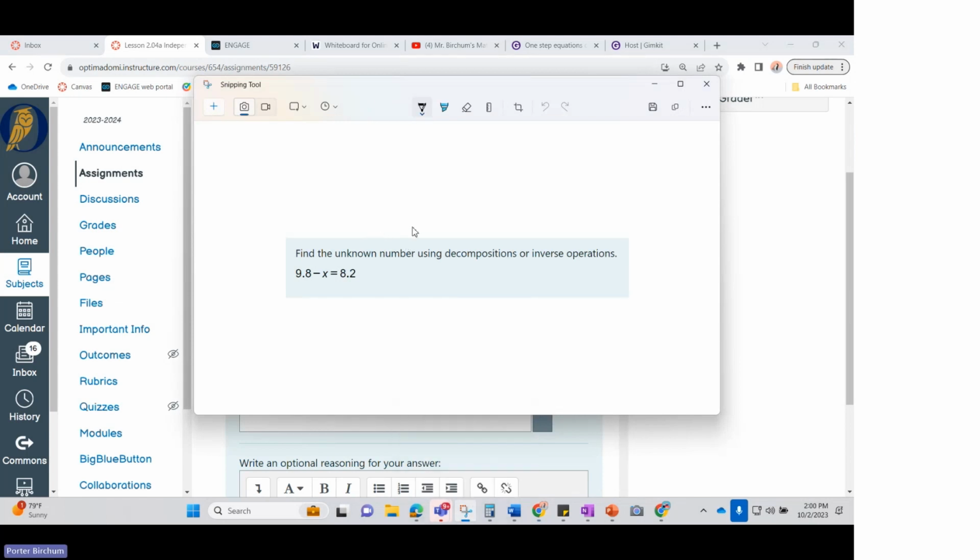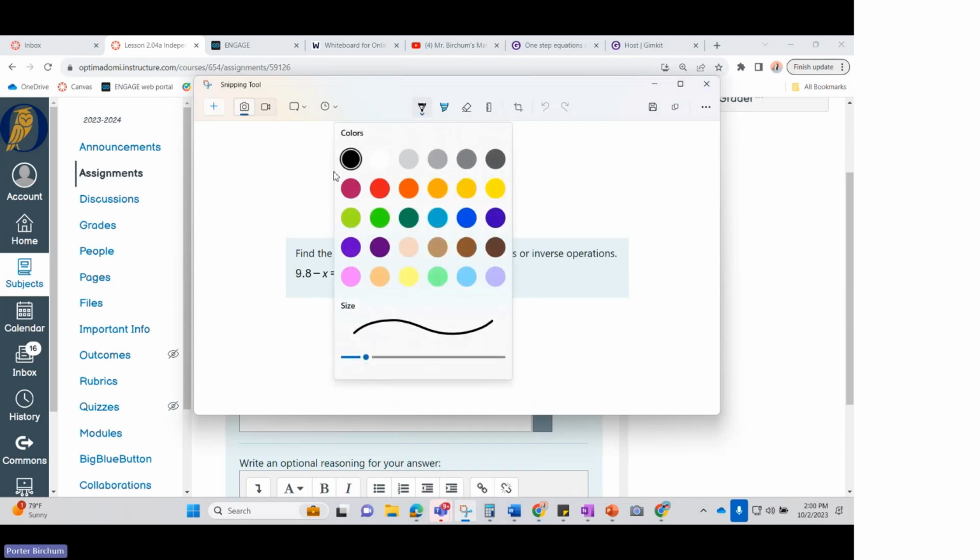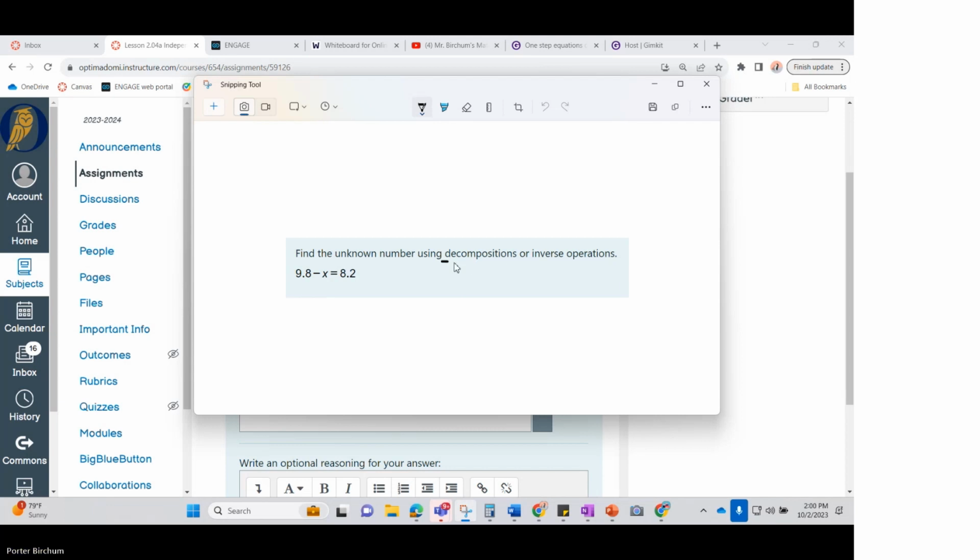Okay, find the unknown number. Let's use decomposition again. We did 2 inverse operations or number families. Now let's do decomposition. So 9.8, I'm going to maybe try writing it in the standard algorithm way. 9.8 minus something equals 8.2.